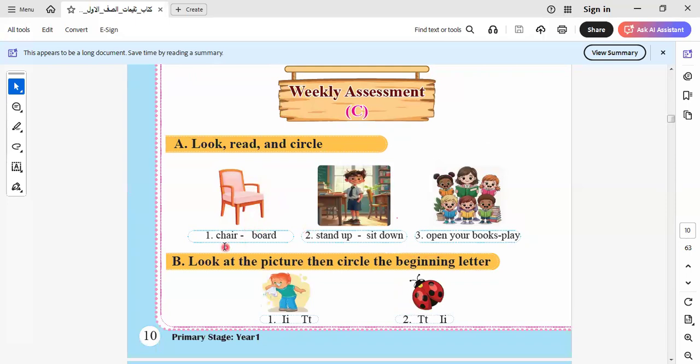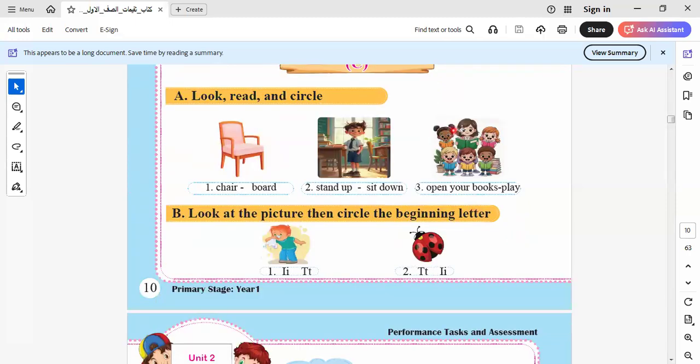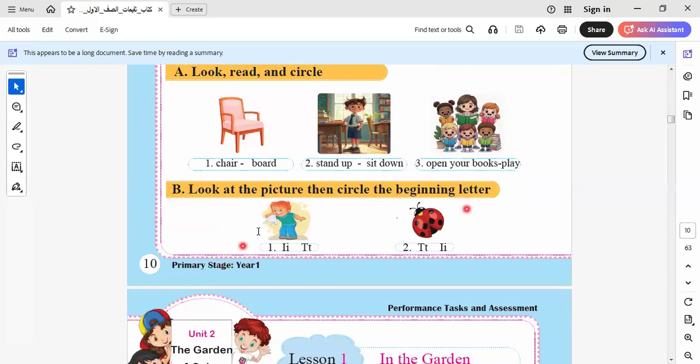Let's go to the last one. Here is chair. Here is stand up. Open your books or play? No, it's not open your books, it's play. Open your book? Yes. Here is open your books, because I don't see this book. So here is the answer. Here it will be open your books. Here is ill and here is the answer.